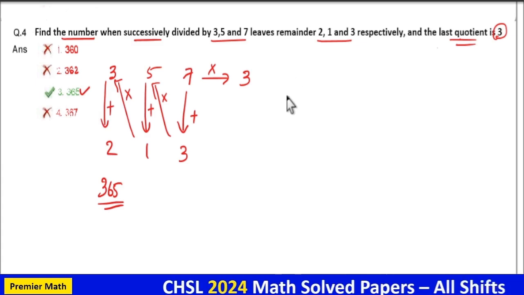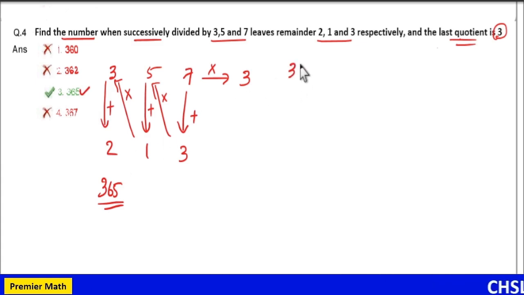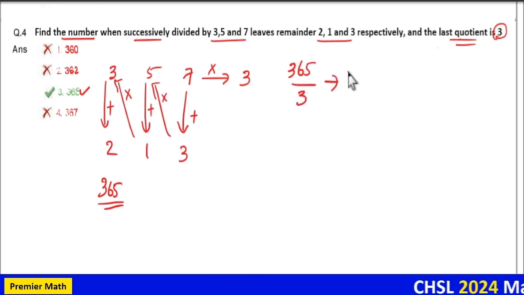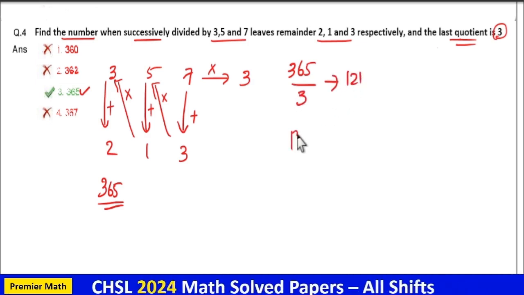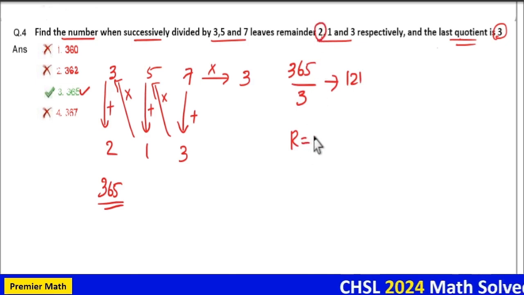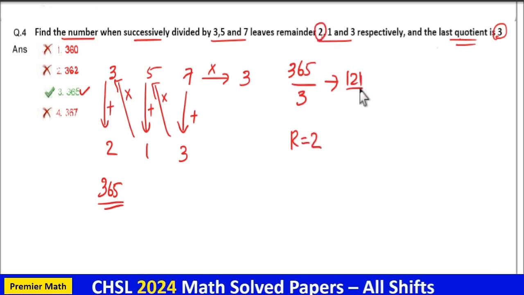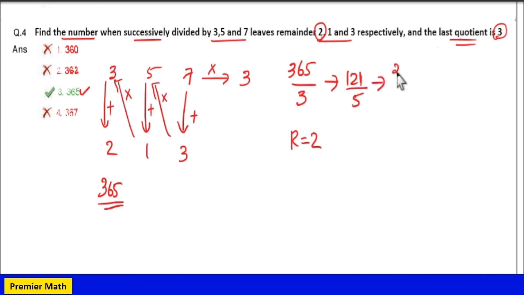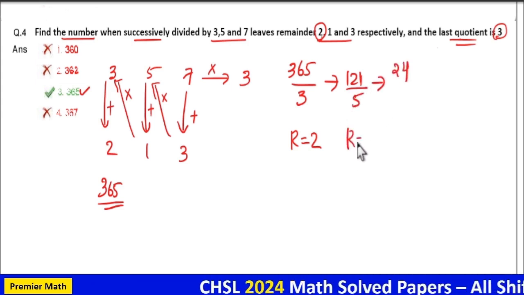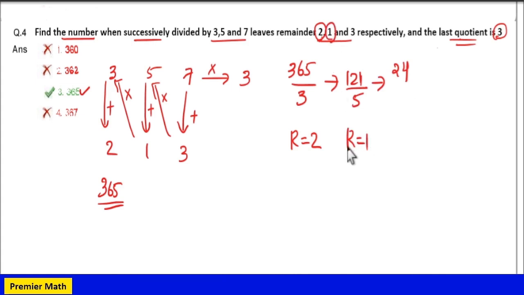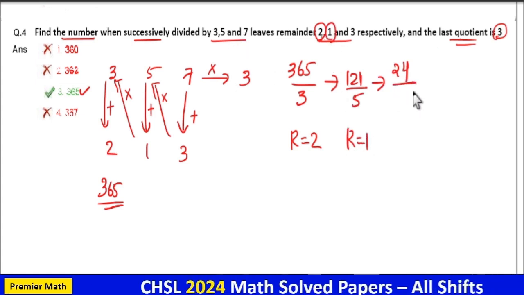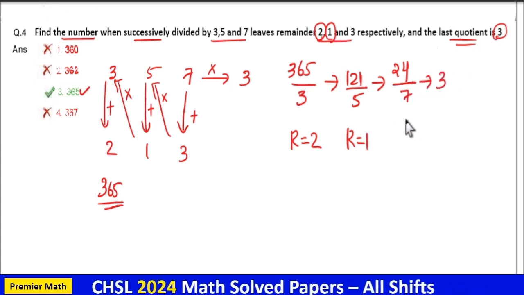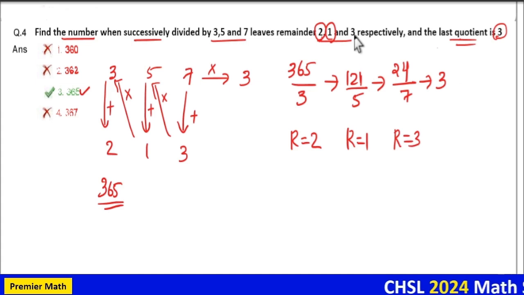Now the concept here is, when you divide 365 by 3, it will give you 121. Now the remainder here is 2. Again when you divide 121 by 5, it will give you 24, and the remainder here is equal to 1. Again when you divide 24 by 7, it will give you last quotient 3 and here the remainder is 3.